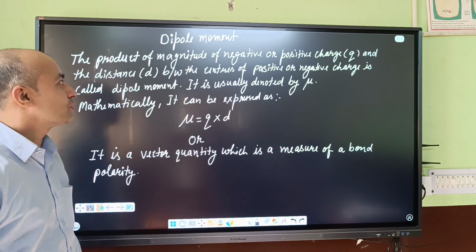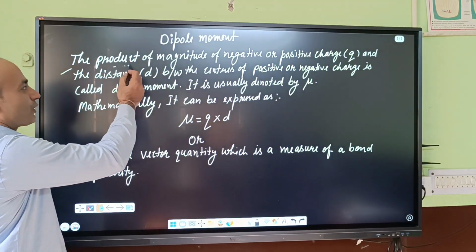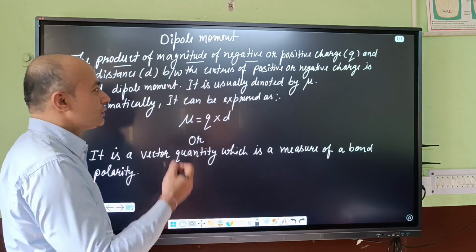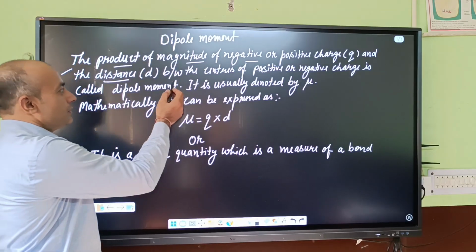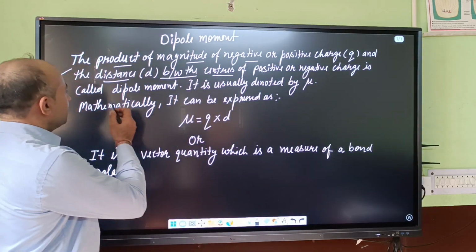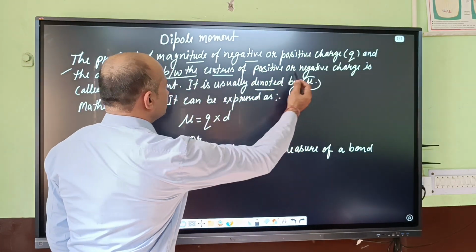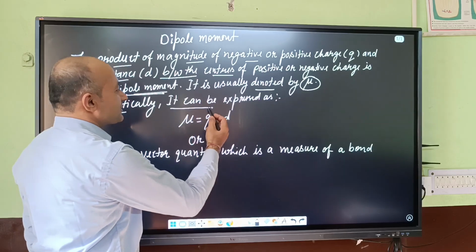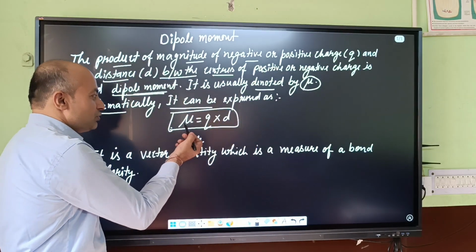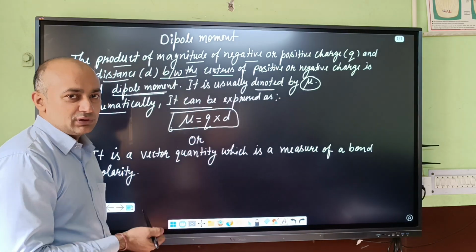Hello student, our topic today is dipole moment. Dipole moment is the product of the magnitude of the negative or positive charge, represented by Q, and the distance between the centers of the positive and negative charge. It is usually denoted by mu, and mathematically mu is equal to Q times D, where mu stands for dipole moment, Q for charge and D for distance.